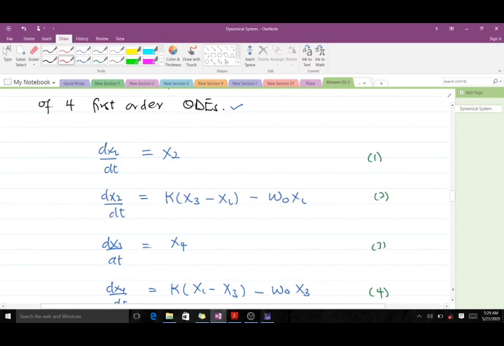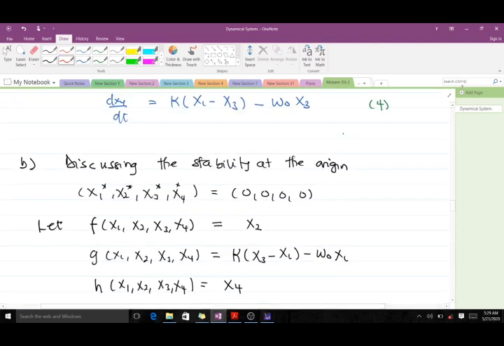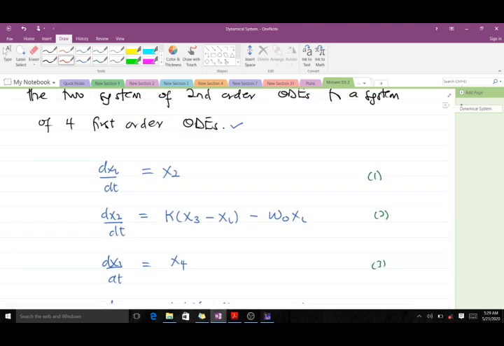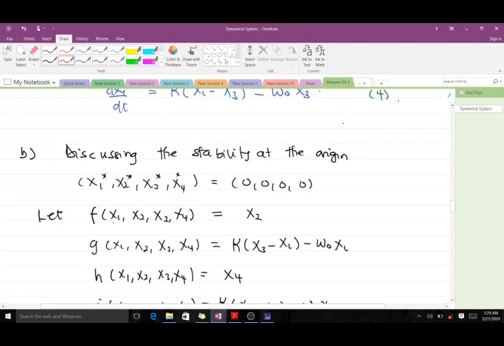So let's go through. We know that all these are the solution for the first one. With our B, we're discussing the stability at the origin. So you should know that after reducing or converting our system of second order ODEs to a system of first order ODEs, we had four equations. So we had equation 1 here, equation 2 here, equation 3 here, and equation 4 here. So what we do is that we let F be this, G be this, H be this, and I be this. But we should know that we have functions of X1, X2, X3, and X4.